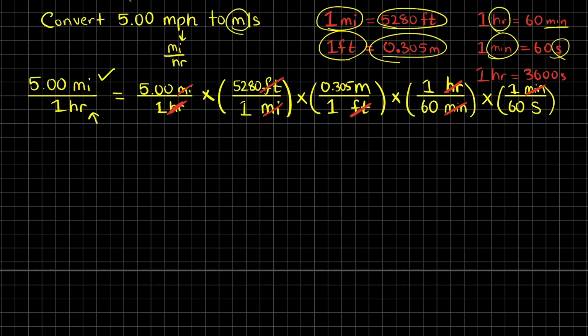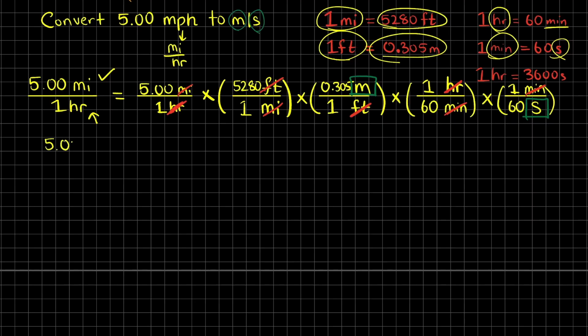And what's left over, there should be two things left over. What's left over are meters in the numerator, seconds in the denominator. And that's perfect because that's exactly what I need. Meters per second. Meters on top, seconds on bottom. That's how you know that your job is complete. Everything else is canceled out except for the units of measurement that we are looking for. Now we can proceed to the next step.